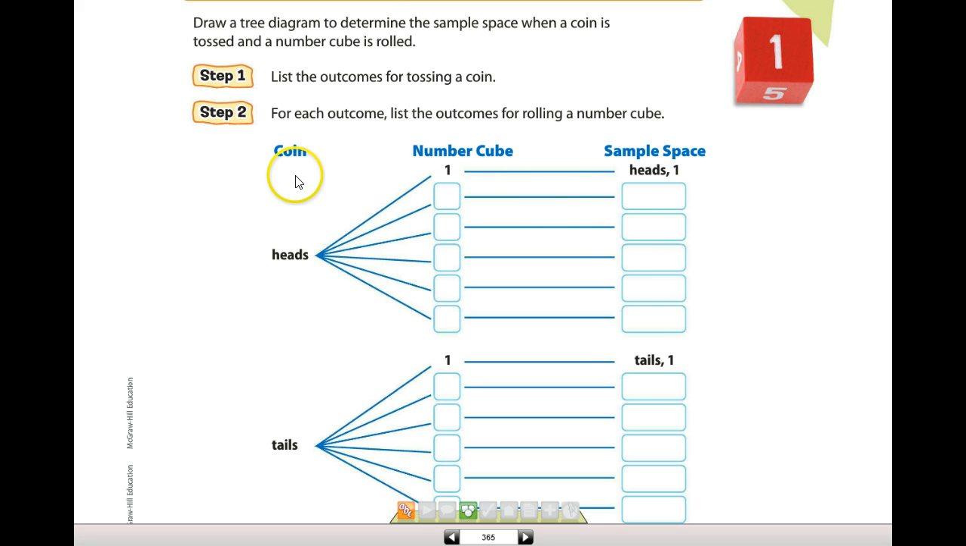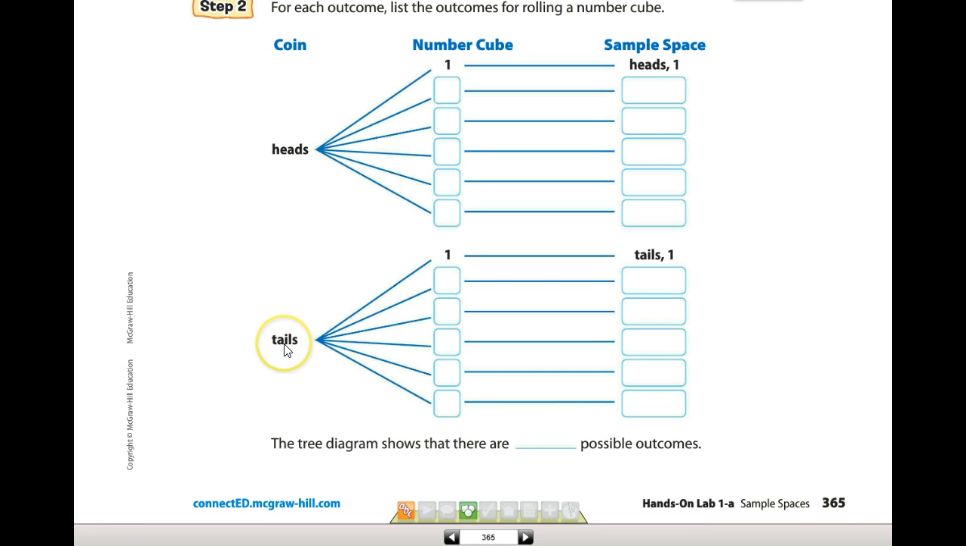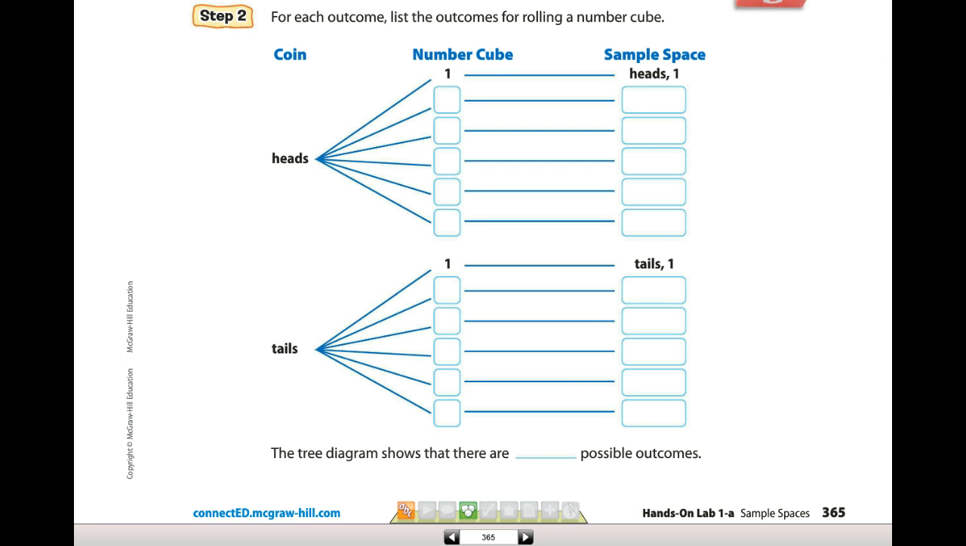But there's also another possibility. When I first flip that coin, it's possible that I get tails. In which case, I can get tails first and then roll my die and get tails and the number 1. Or I can get tails and then roll the number 2. So my sample space would say tails 2, and then tails 3, and so on and so forth. Count how many total possible outcomes we have. 1, 2, 3, 4, 5, 6, 7, 8, 9, 10, 11, 12. So the tree diagram would show that there are a total of 12 possible outcomes.